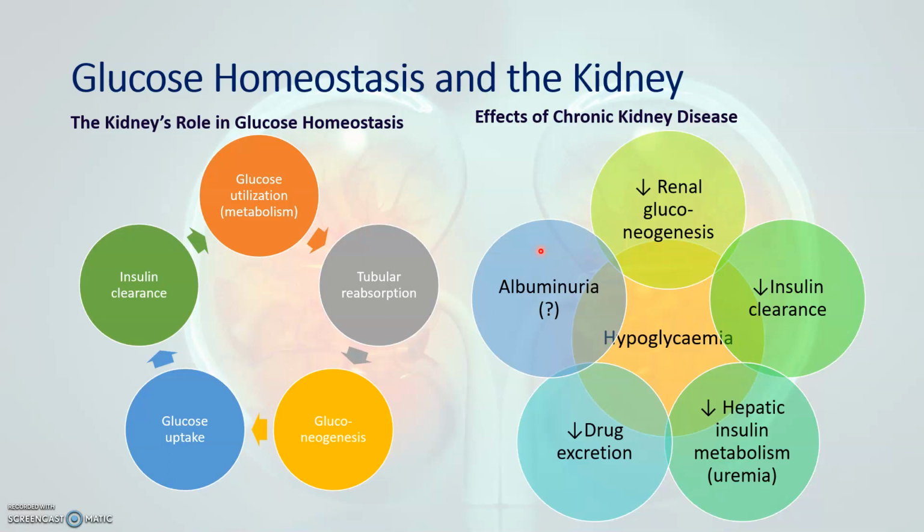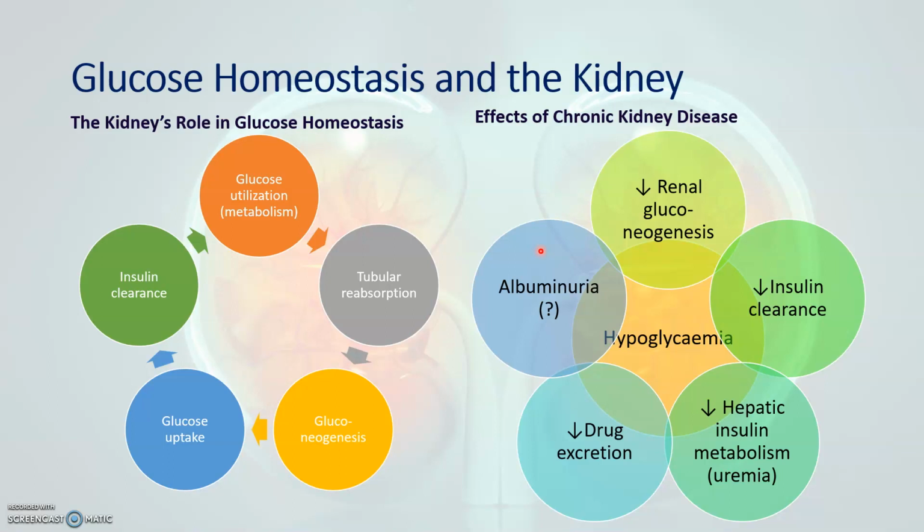And therefore, in a patient with chronic kidney disease, they're much more likely to become hypoglycemic and have a prolonged period of hypoglycemia because of a lack of this response. Insulin clearance is decreased, and therefore the effects of insulin are both more profound and more prolonged. Interestingly, the uremia caused by chronic kidney disease seems to have an effect on hepatic insulin metabolism. So the breakdown of insulin in the liver is also affected, again leading to a prolonged and more profound impact of insulin on the body because it's not being removed.